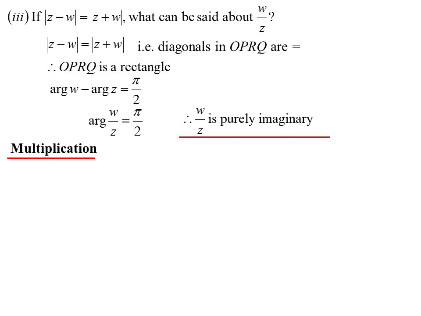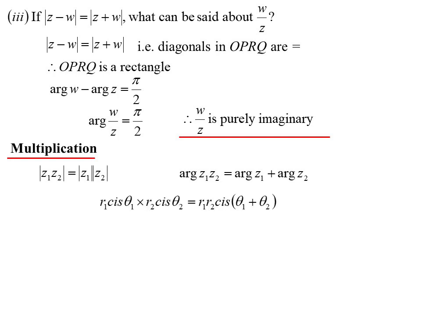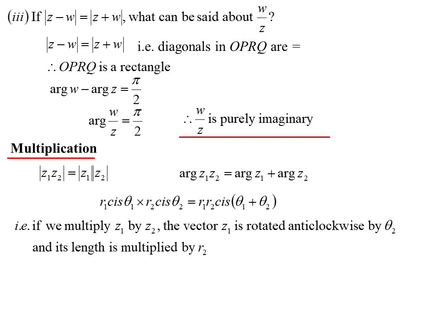Okay, multiplication. Now remember the modulus, we just multiply the two together, but when it came to the arguments, we add the arguments together for multiplication. And we can prove that. But if we multiply z1 by z2, basically we're talking rotation. Multiplication is rotation by the argument anti-clockwise, and the length would get stretched by whatever the length is. That's dilation, if you like.